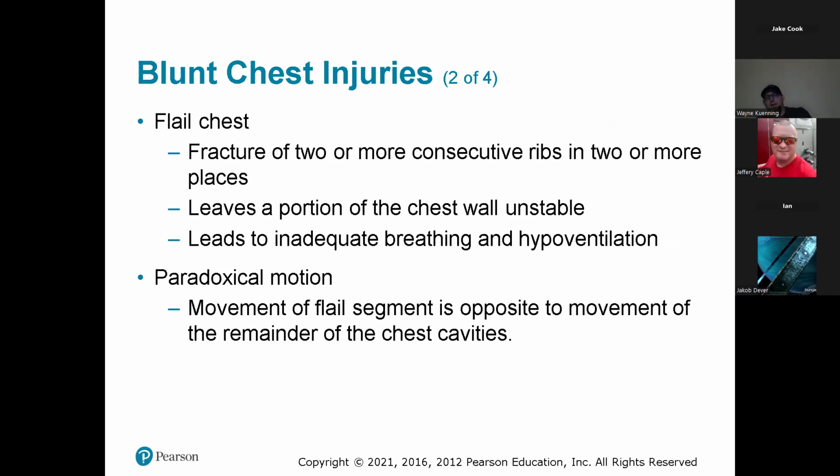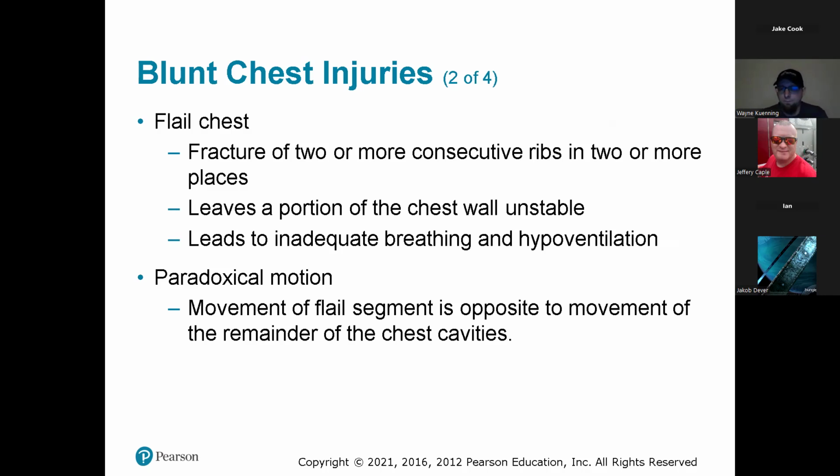Flail chest is defined as two or more consecutive ribs broken in two or more places. The reason that's a thing is that with all of the intercostal muscles and cartilage, even if you've got one rib broken in two places, the tissues on either side of it are going to keep it stable and keep it from shifting the sharp edges of that broken bone towards the lung. Once you compromise two of them, it creates kind of a floating segment of the ribs, and that can actually shift and puncture a lung.